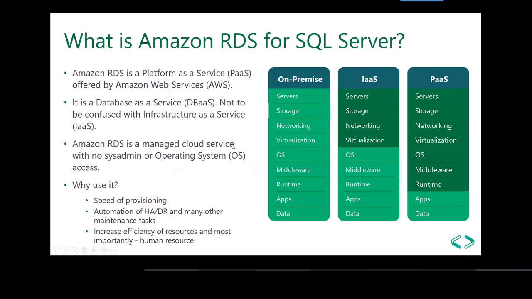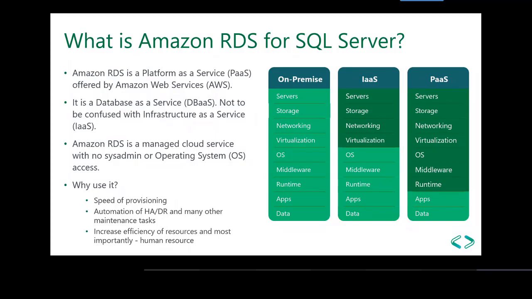Okay, with that being said, let's define exactly what Amazon RDS for SQL Server is. Amazon RDS is a platform as a service. If you see the acronym PaaS, this is platform as a service. It's offered by AWS, Amazon Web Services. It's also a database as a service, DBaaS, not to be confused with IaaS, infrastructure as a service.